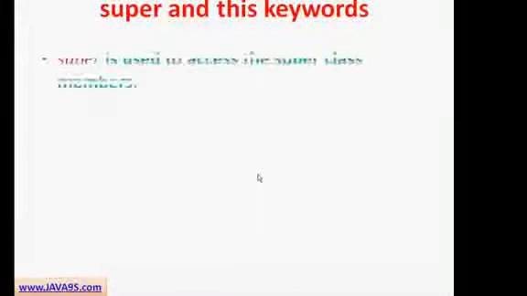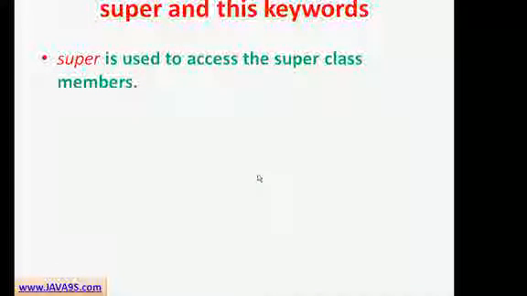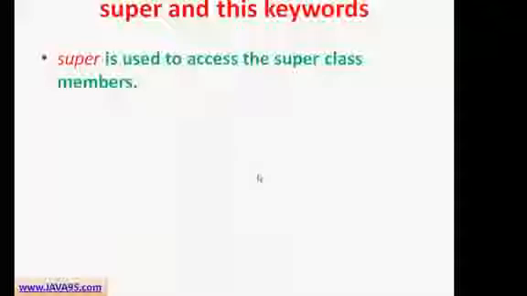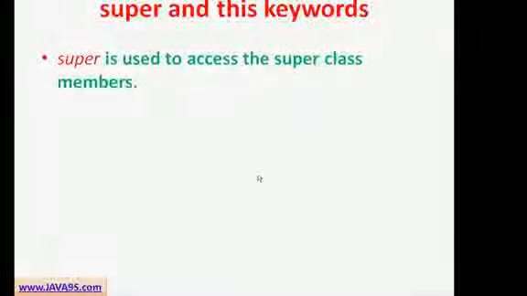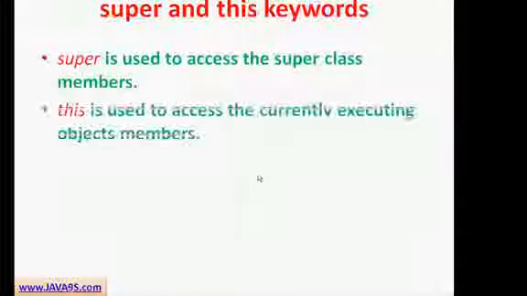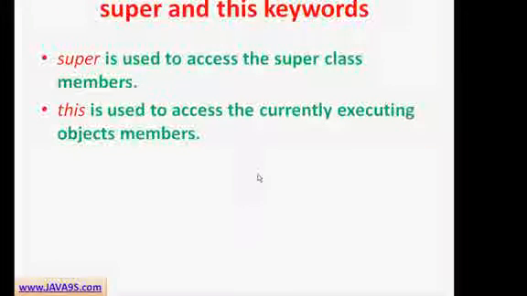super is used to access the superclass members. You might think, why do we need a super keyword when we already have access to the superclass members? There is a need for super, and we'll see the this keyword with an example. this is used to access the currently executing object's members. This means whatever object is executing now, you're telling it to please refer to its own members inside itself.